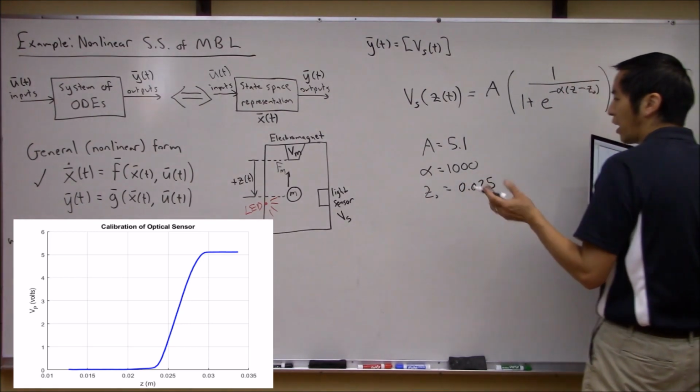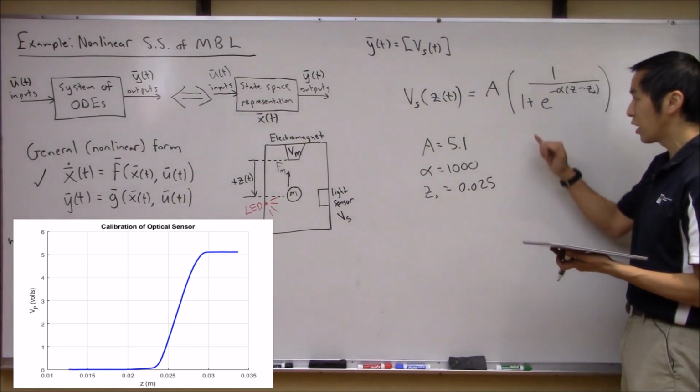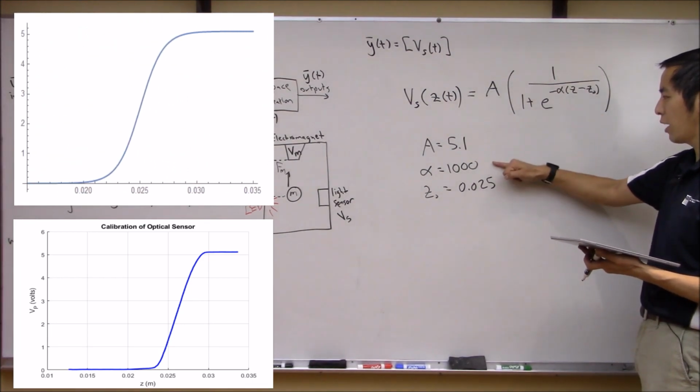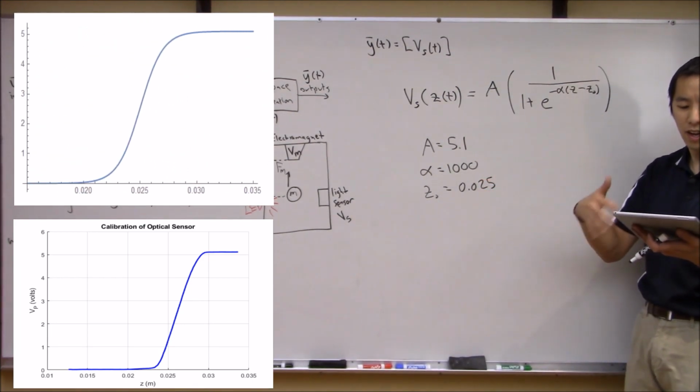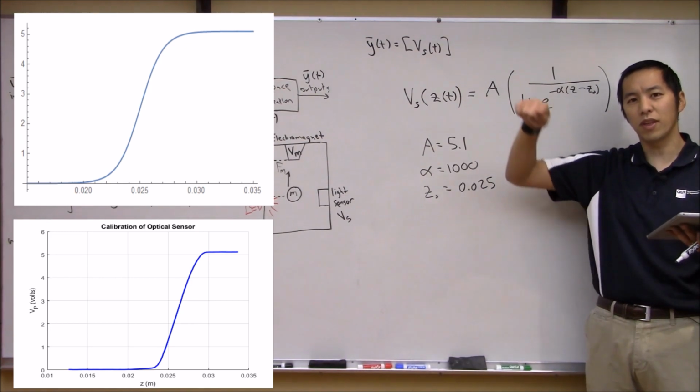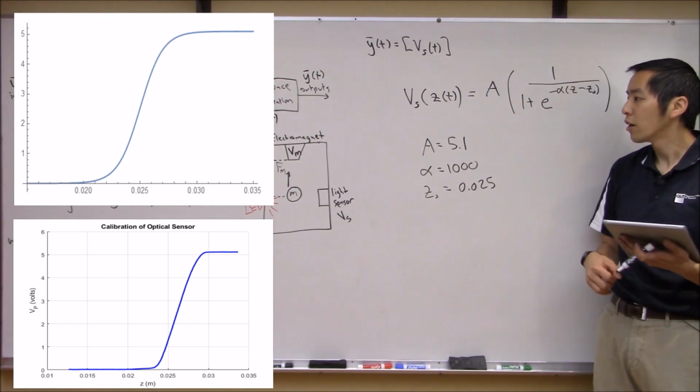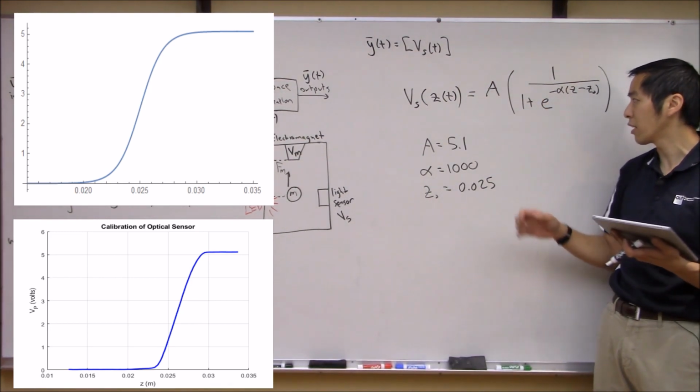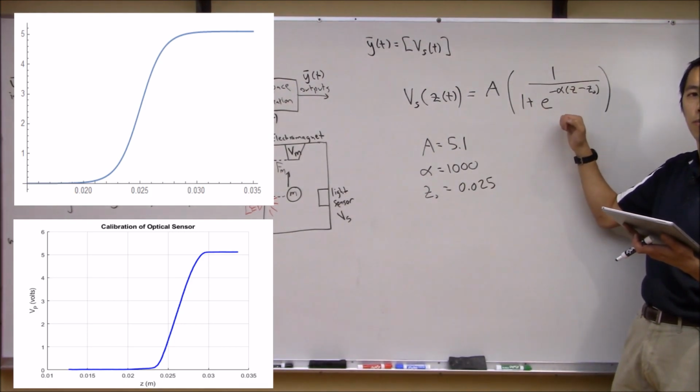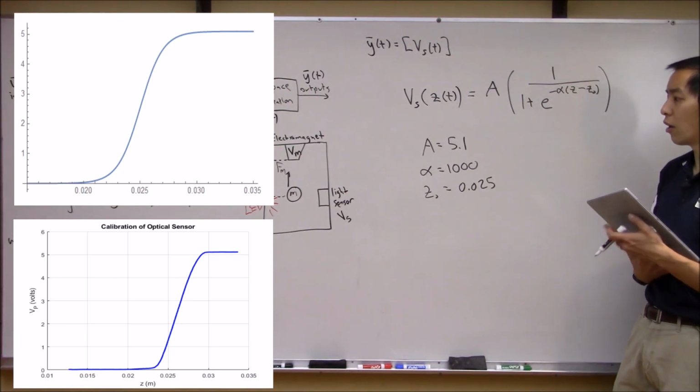0.025, something like that. Anyway, I'll flash up a screenshot of what this function looks like if you jam in these constants, and you can see it's a pretty reasonable approximation. It gets you that nice sigmoidal shape, which seems to match the experimental data. So this might be a reasonable model for the output equation.